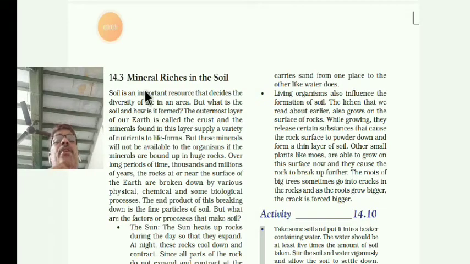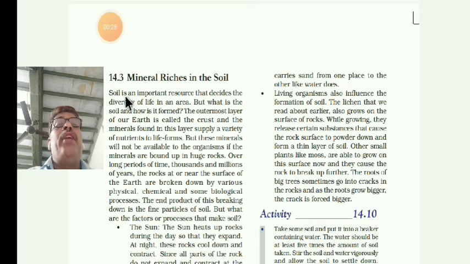Subject Science, Chapter 14, Natural Resources. Dear students, today we'll discuss mineral riches in the soil. Mineral: a naturally occurring inorganic material. Inorganic materials like air, water, minerals, stones, or like this. Riches, R-I-C-H-E-S, riches means wealth or treasures, mineral riches in the soil.